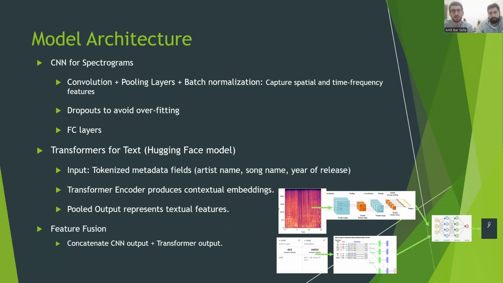A CNN handles spectrograms, extracting time frequency features through convolution, pooling, batch normalization, and dropout. A transformer model from Hugging Face processes textual metadata, such as artist name, song name, and release year. We then fuse the high-level features from both networks into a combined layer for a single popularity prediction. This approach lets us combine both audio structure and contextual information.